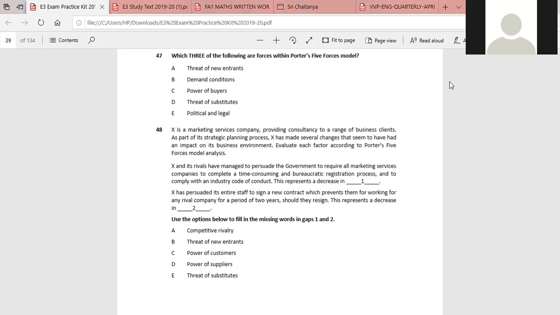47. Which three of the following are forces within Porter's five forces model? This is a generic answer. Now you should be able to answer this question. Which three of the following are forces?